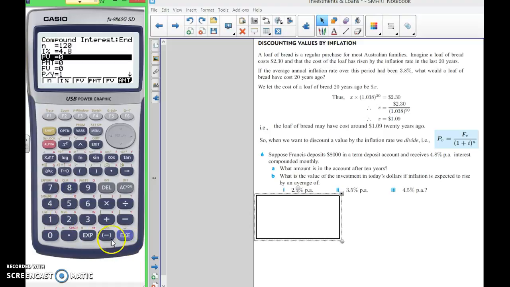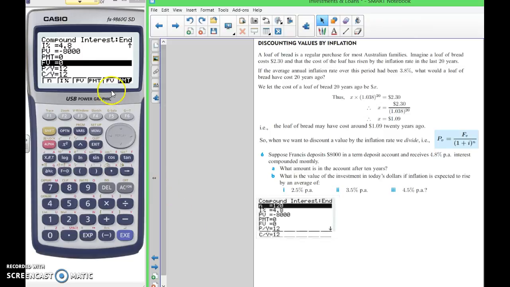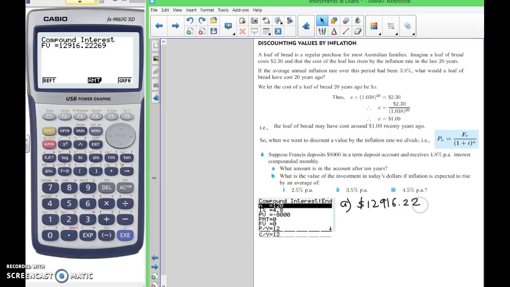Present value is your 8,000 that's being put in at the start, so negative 8,000. If you don't have a PMT, we're trying to find the future value. The payments per year, 12, compound periods 12. So from there, we can then find out our future value, being A. $12,916.22. So that there is the amount in the account after 10 years.